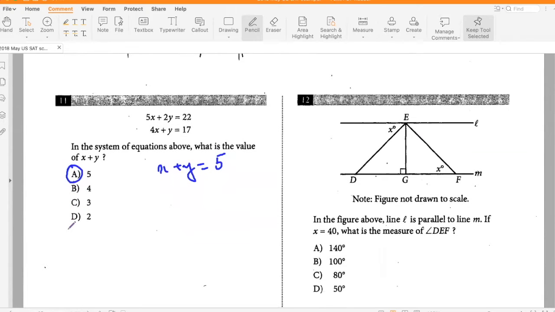In the figure above, line L is parallel to line M. If x is 40, what is the measure of DEF? Okay, DEF, right. So if this is 40, then this is also 40. And this is also 40. So this whole is 180. So 180 minus 80 is 100.